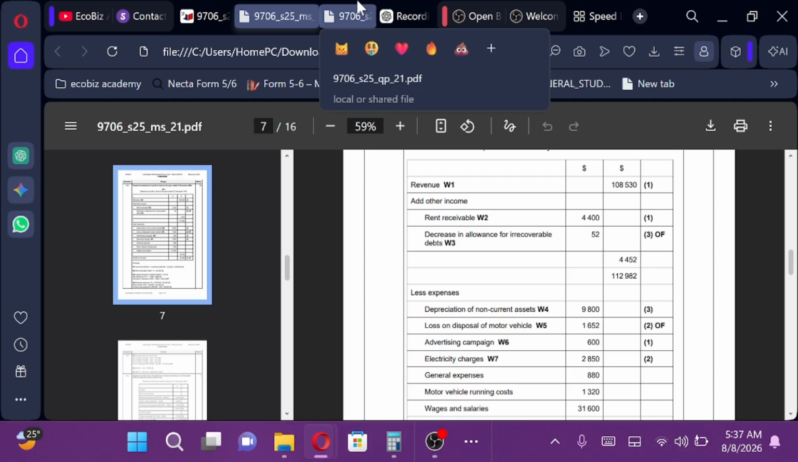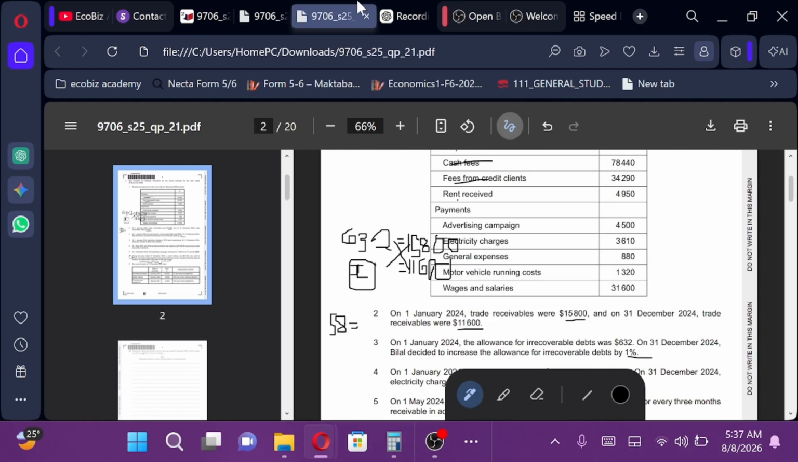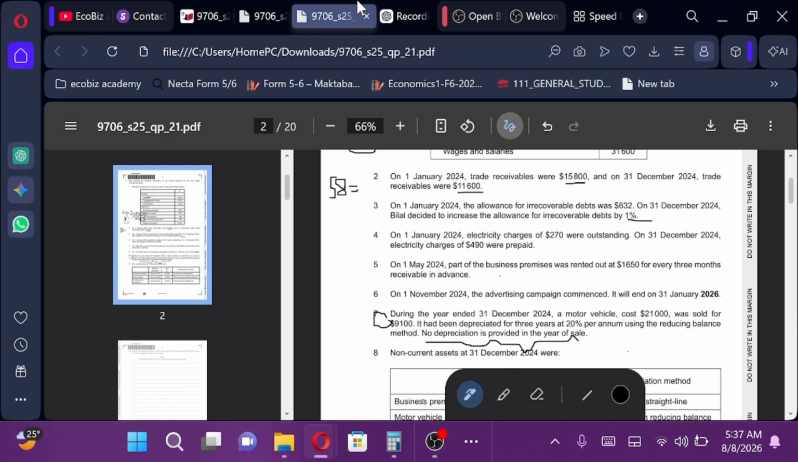Let's go back to the question paper. Now we have electricity charges. Okay, now on 1st of January 2024, electricity charges of 270 were outstanding on 31st of December 2024. And electricity charges of 490 were prepaid.